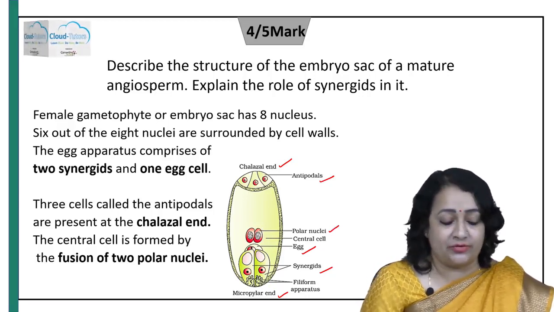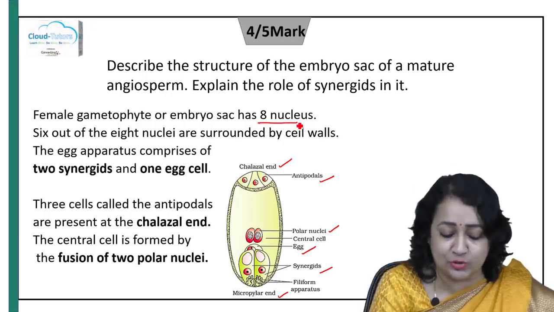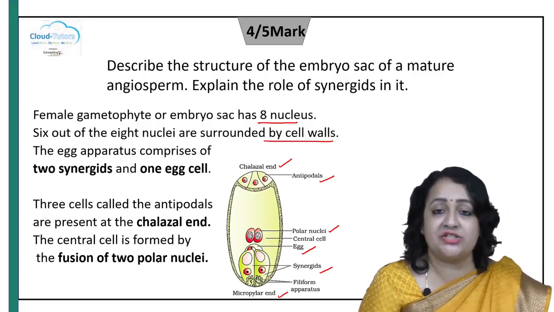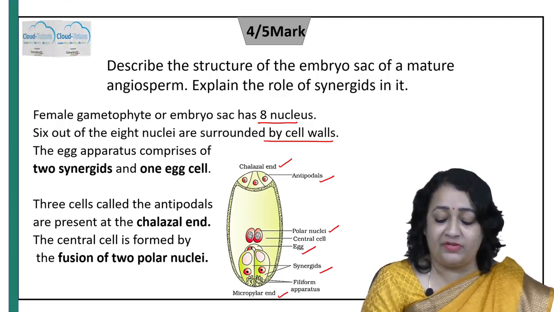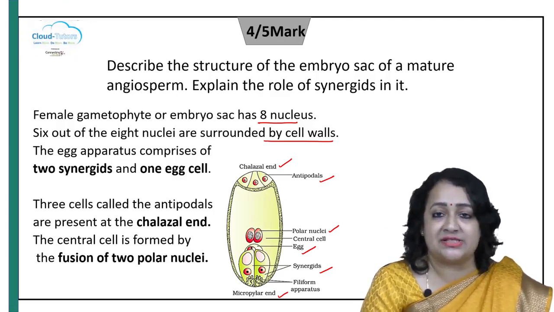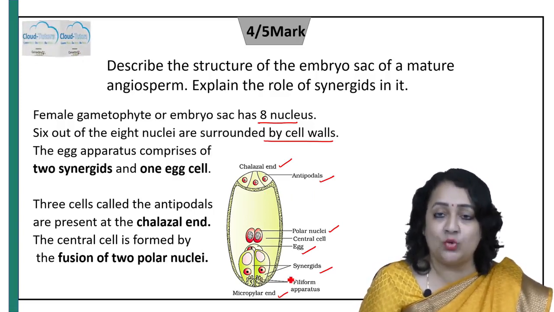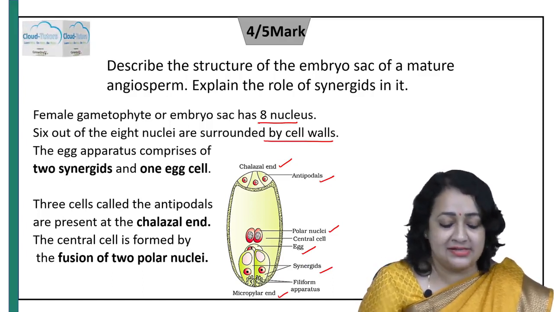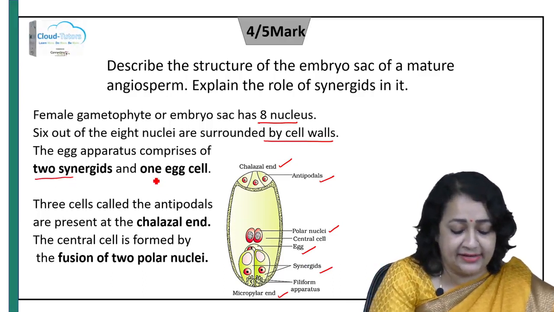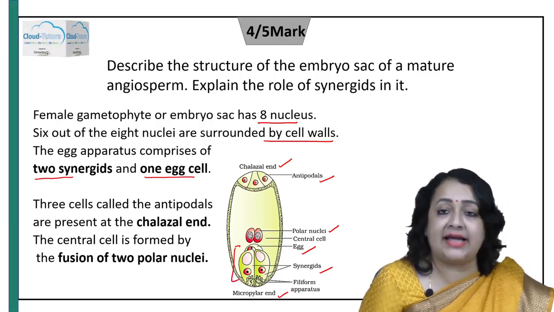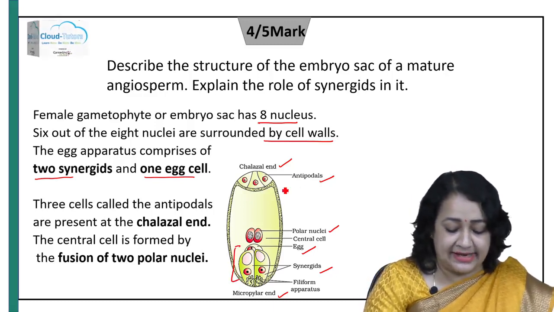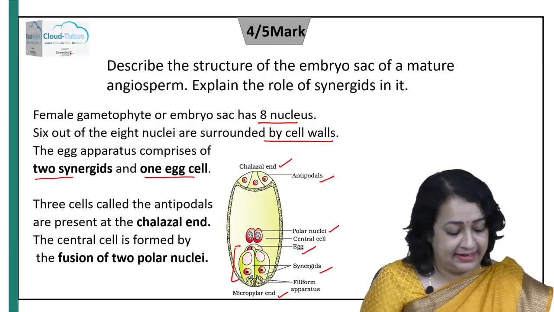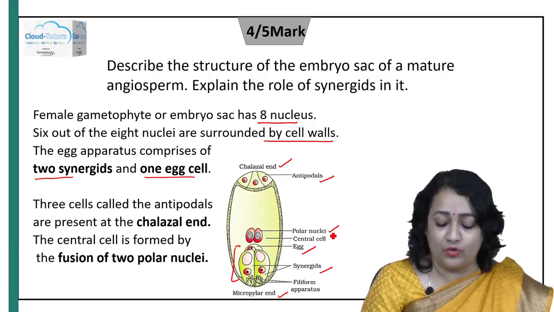And how do you explain it? You have to tell that the female gametophyte has 8 nuclei, out of which 6 nuclei are surrounded by cell wall. Which are those 6? We have 3 antipodal cells surrounded by the cell wall. Then we have 2 synergid cells surrounded by the cell wall, as well as the egg cell, which also has a cell wall. So these 2 synergids and 1 egg cell together are known as the egg apparatus. Then comes the chalazal end where there are the antipodal cells and the micropylar end where we have the synergids and the egg cell. Then in the central cell we have two polar nuclei.